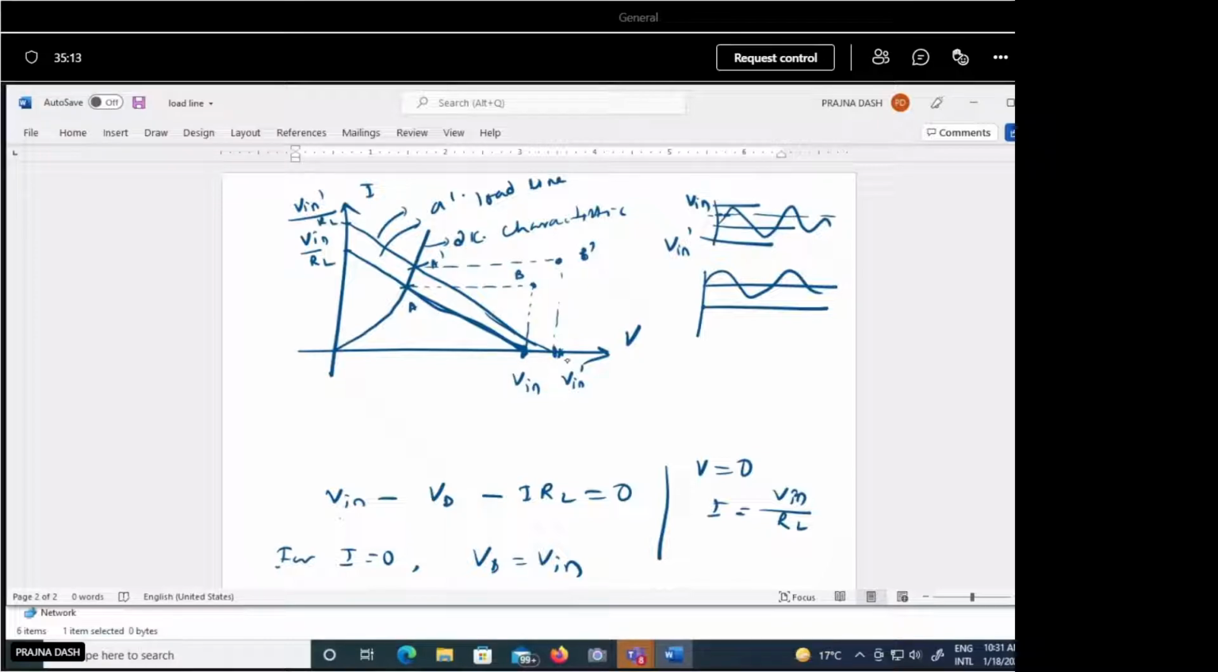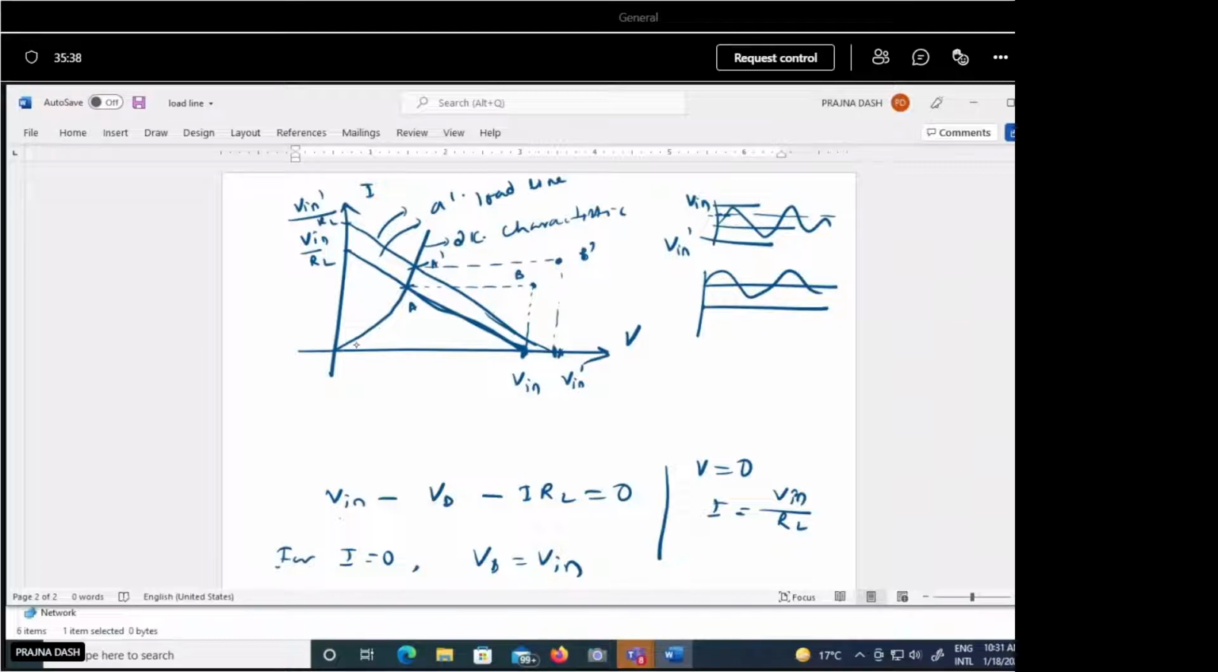And V in dash is any general point on that sinusoidal curve. Yes, it can be any point here. So the number of load lines can be more than two also. Just to show that there is a variable voltage, we can have different load lines, but they will have a fixed slope. Fixed slope means they will have the fixed resistance, the slope will be constant.